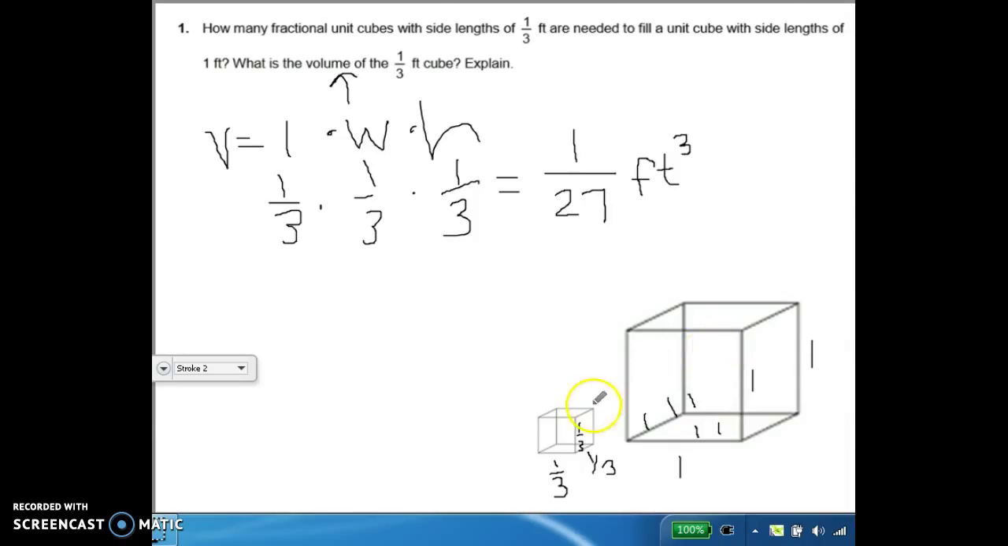And so how many little cubes does it take to fill up the big cube? That would be 27 of them. And that is what they're asking you on that first question. Let's look at the second one together.